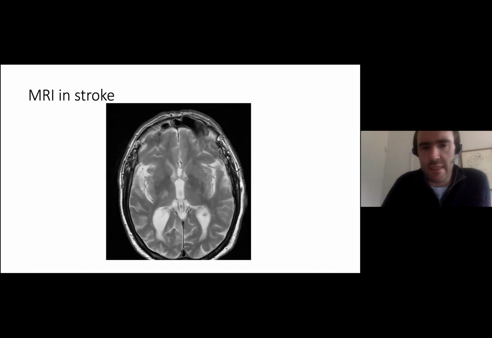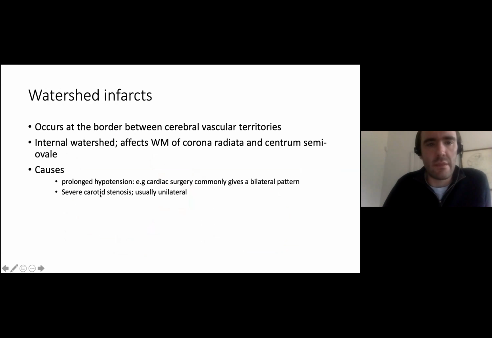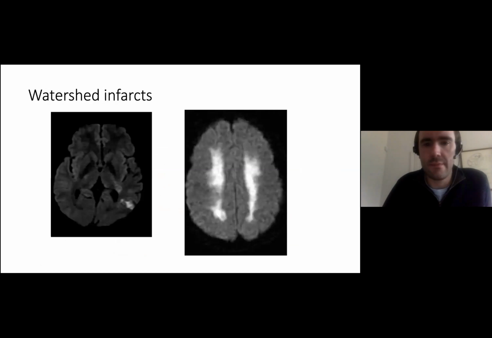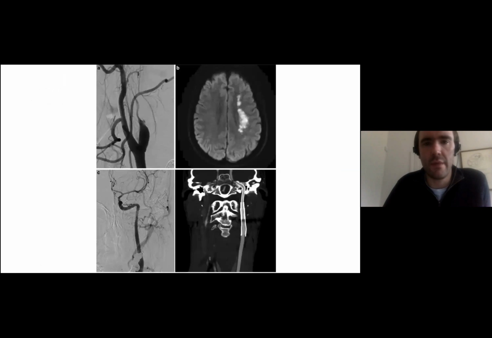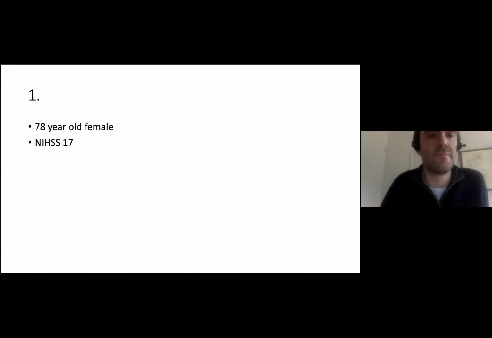MRI in stroke. This is just a quick picture on DWI. I'm sure you're all aware of restricted diffusion, and this is a small thalamic infarction. Vascular territories: we've spoken about watershed territories in the dissection case. Right, that's what we've already discussed. So I'm going to show you some thrombectomy cases now, just to finish off with.